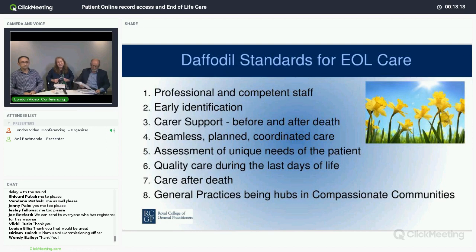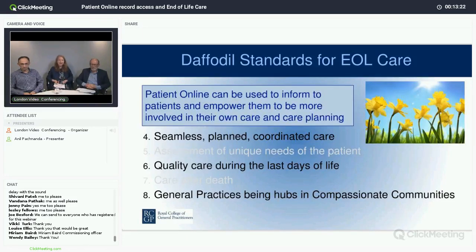And we then have the challenges of how information is appropriately shared with everybody who might be involved with that patient. So that again gives us IT challenges. We feel that patient online can be used, particularly with these three standards, can be particularly helpful. The planned coordinated care, which I know we're all striving for, quality care in the last days of life, and this compassionate communities and sharing of information between everyone, including the patient and their loved ones, so that we can fulfil those three aims.